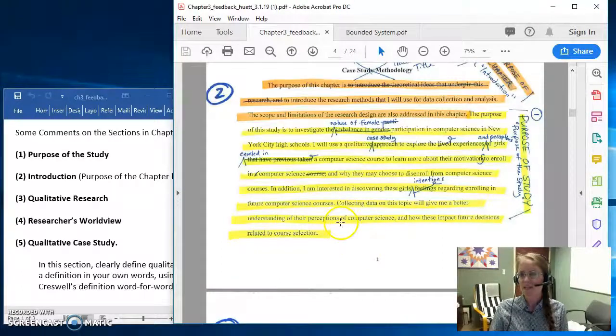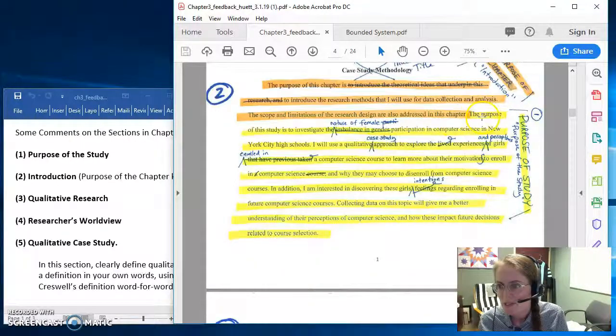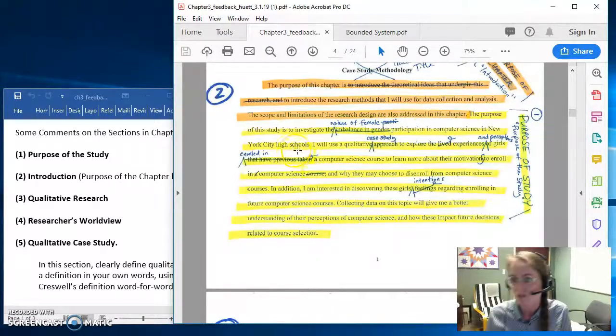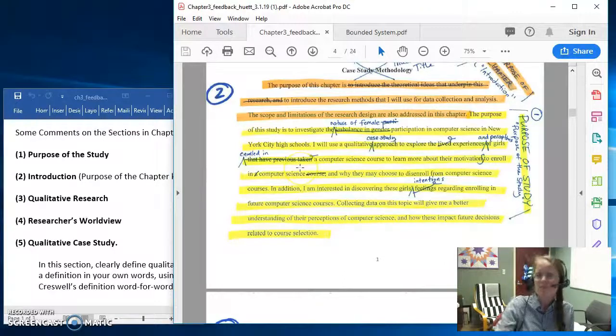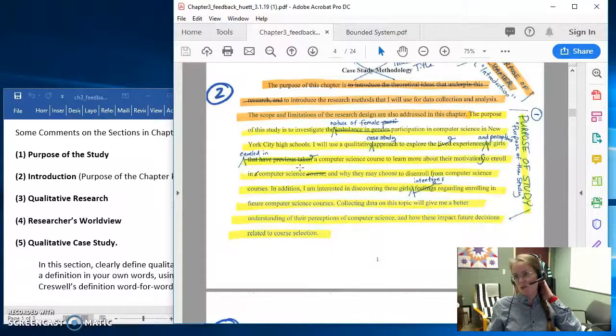The purpose statement here might just be, what's the essential purpose? And here you have it in one sentence. The purpose of this study is to investigate, and I recommend you say, the nature of female participation in computer science in New York City high schools. Here you have an essential single sentence purpose statement. Just make sure that it aligns with your previously stated purpose statements. So I recommend that you go ahead and open chapter 3 with purpose of the study.